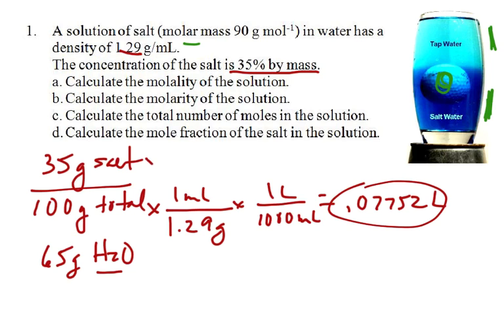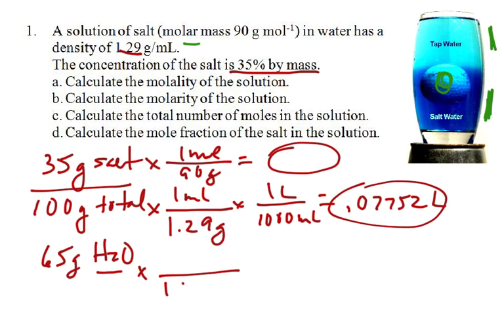Now we have the grams of salt. We can change that grams of salt, knowing that there are 90 grams per mole. So we can calculate the moles of our salt. And here we have water. And we know that water is 18.02 grams per 1 mole, and that's just adding together the molar mass of oxygen and 2 hydrogens. And we can calculate the moles of water.